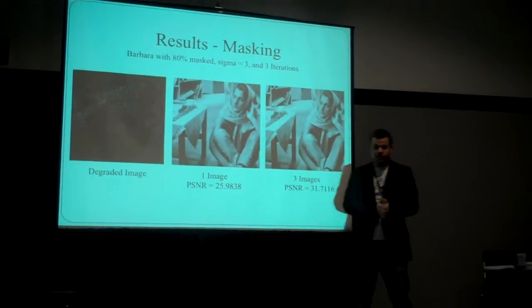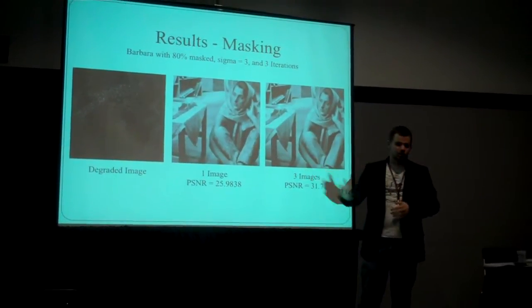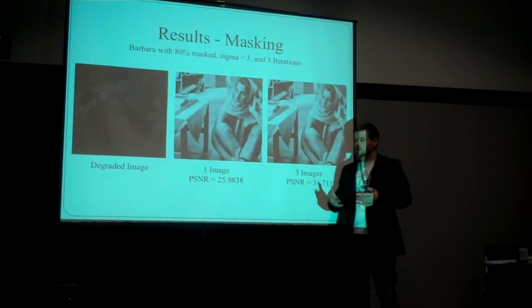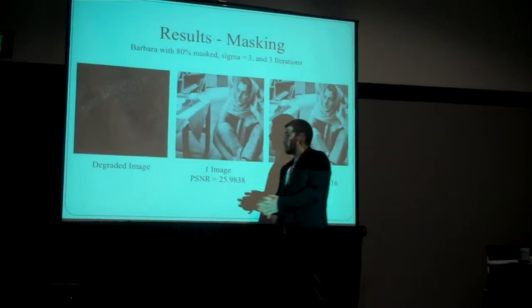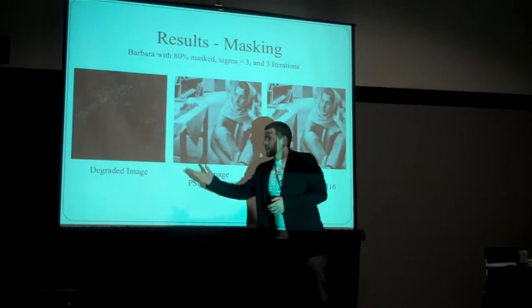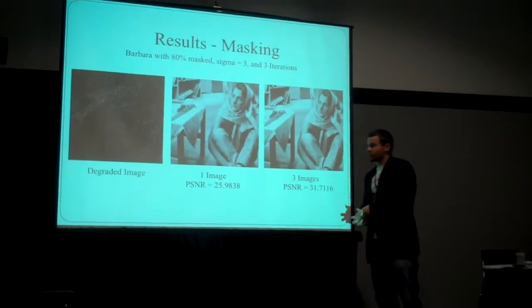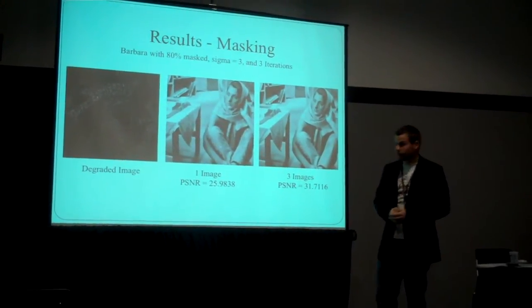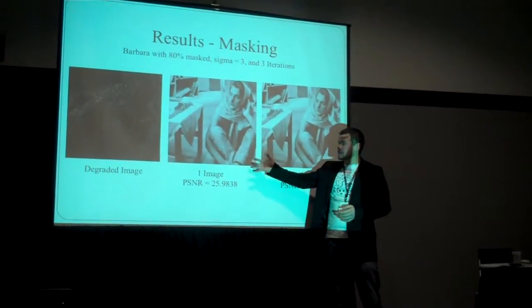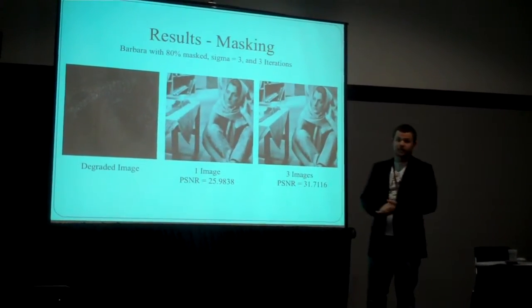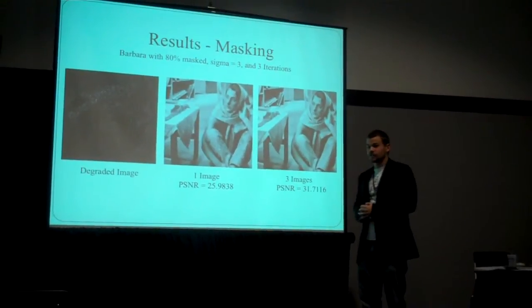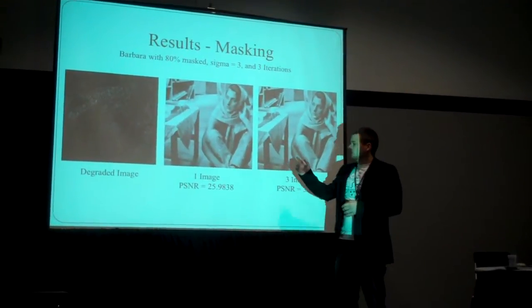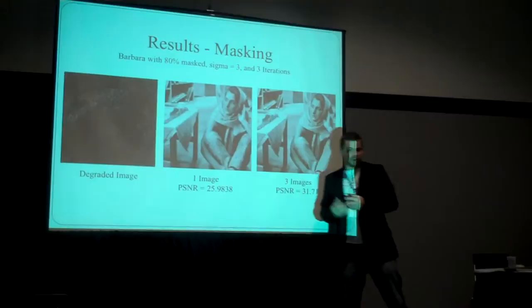So some results that we've gotten so far. This is Barbara, the other one's Lena, this is Barbara. We have names for them because we stare at them all day. This is our degraded image. 80% of the pixels are masked, so they're just gone. Now, using the original GMM algorithm, we get this image out, which is obviously much better than anything we had before. You can actually see the real image, but it's still kind of bad. The texture's off a little bit.